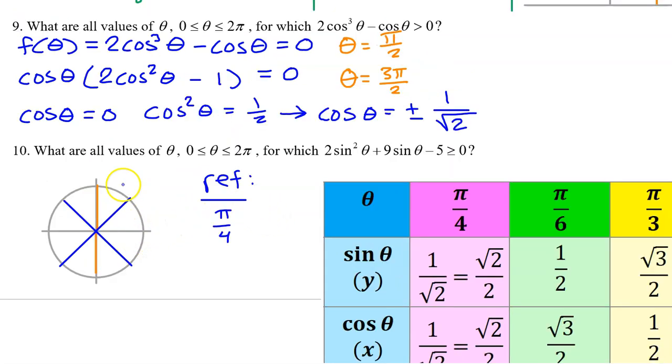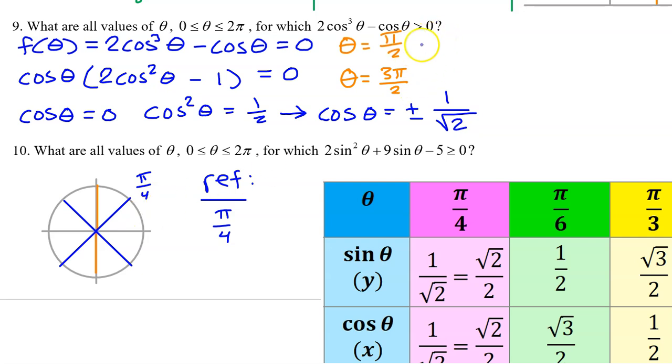On the interval from 0 to 2 pi, here are the 4 angles with a reference angle of pi over 4. Since cosine is allowed to be positive or negative, we will have solutions in all 4 quadrants. The angle in the first quadrant with a reference angle of pi over 4 is pi over 4 itself.